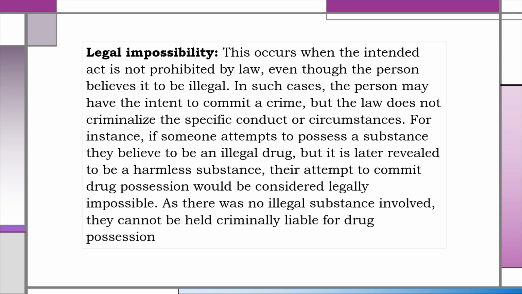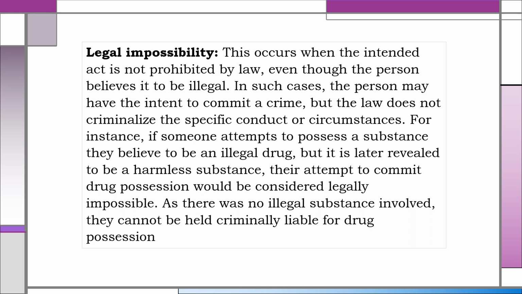The other type of impossibility is legal impossibility. Legal impossibility occurs when the intended act is not prohibited by law even though the person believes it to be illegal. In such cases, the person may have the intent to commit a crime, but the law does not criminalize the specific conduct or circumstances.